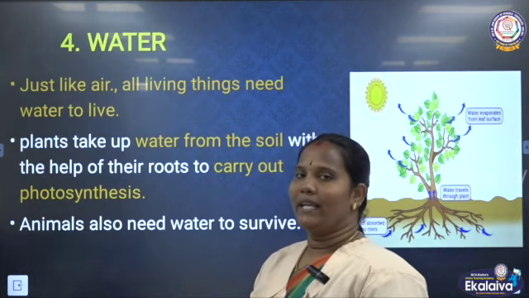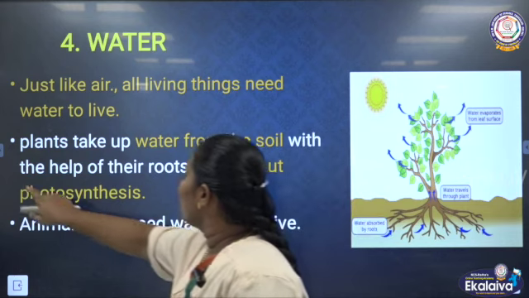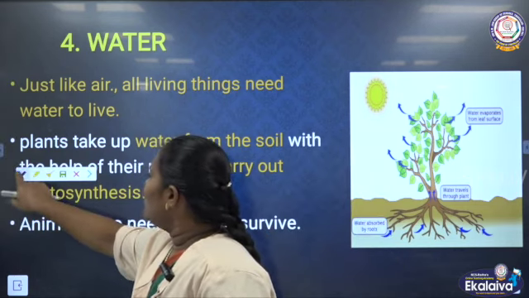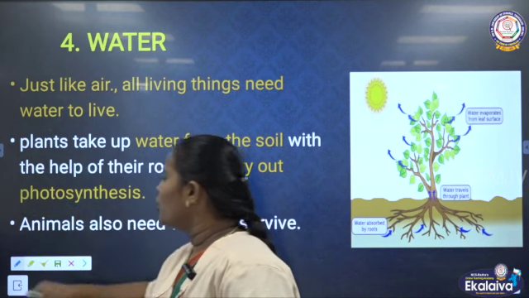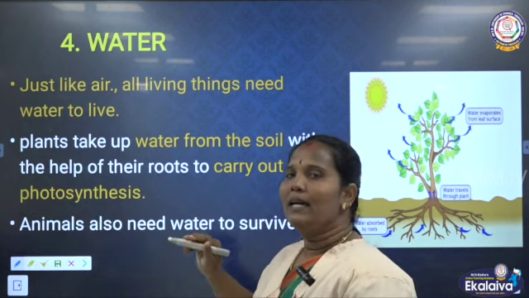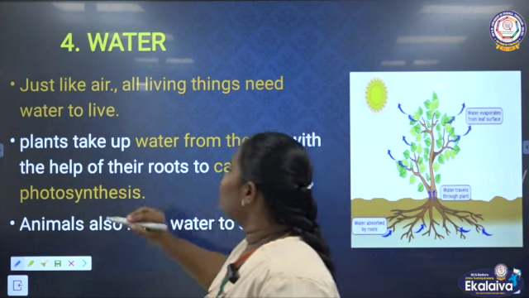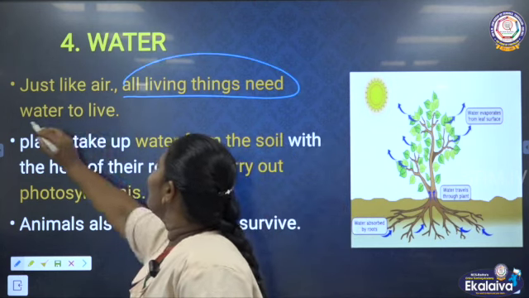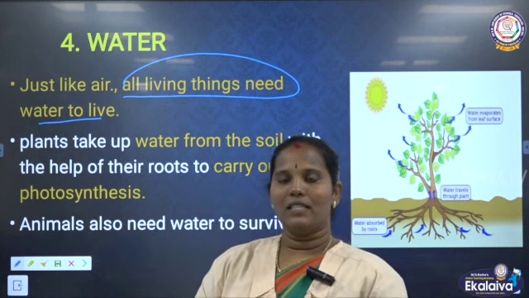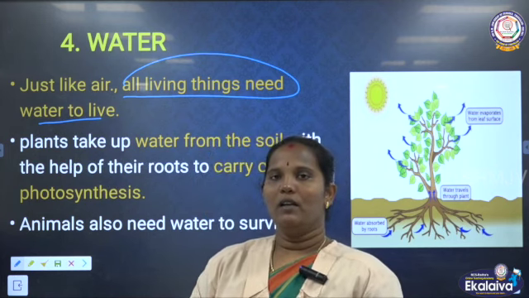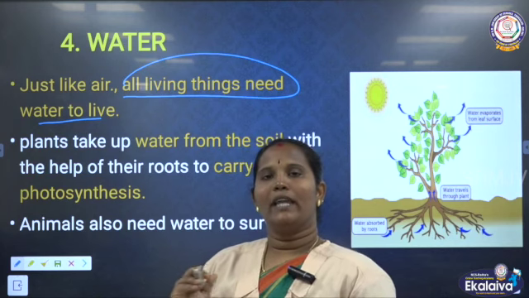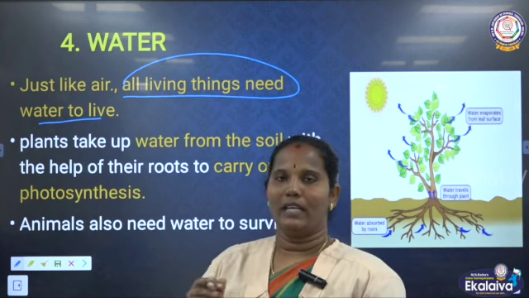Next one is the water. Next one we have to see about water. What we know very well, water is also very important. It is also an abiotic component. These abiotic components are very important for the biotic components. How? Water: all living things need water for their surviving. For their surviving, water is very important. Without water, animals, not only human beings, also cannot survive. Even the plants also need the water.